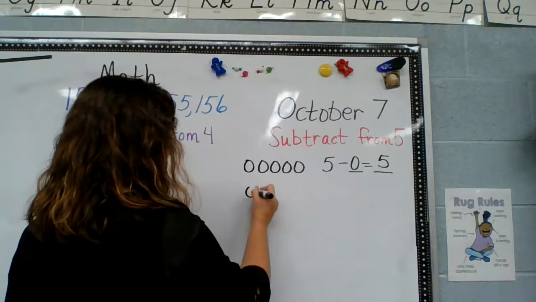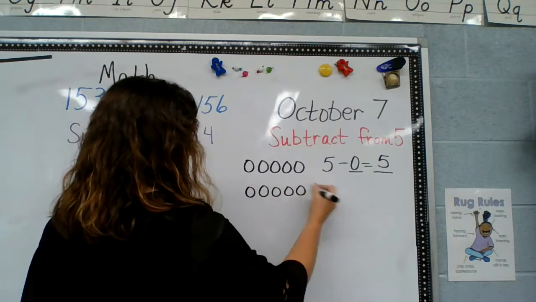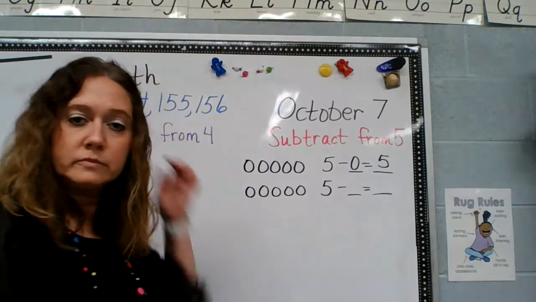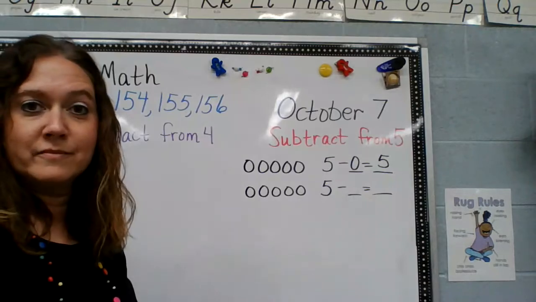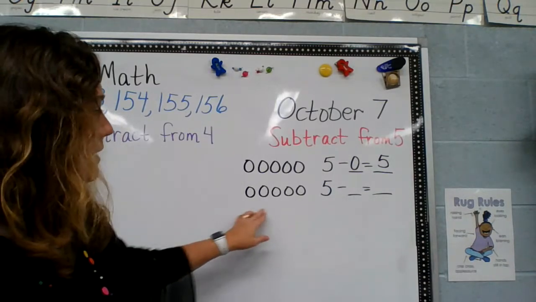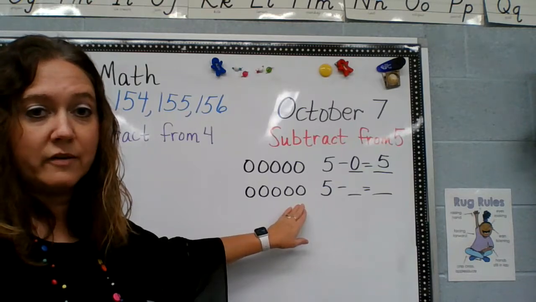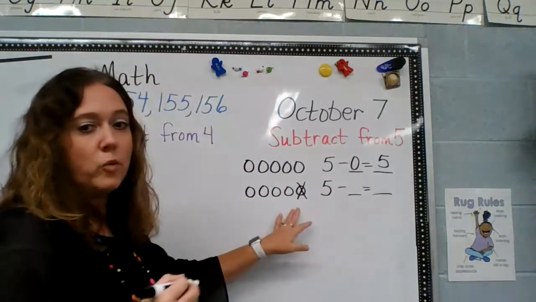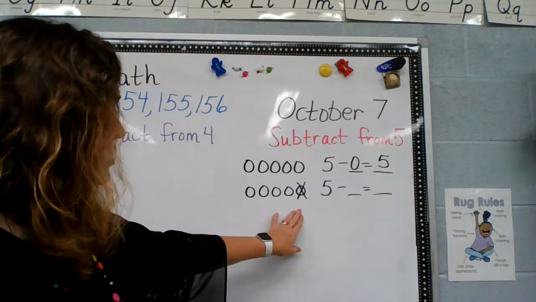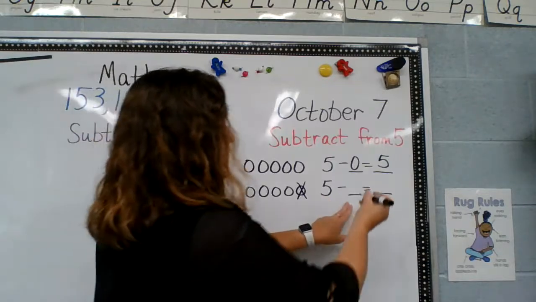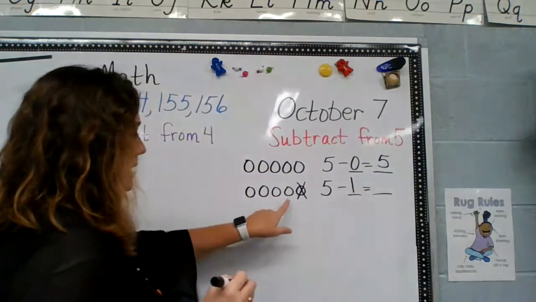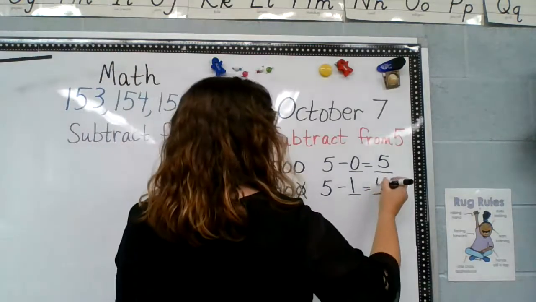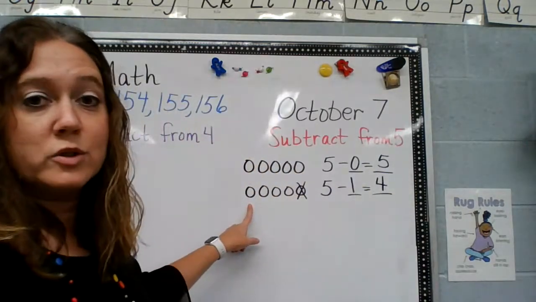Okay, the next time we're going to draw 5 again. And our number sentence, 5 minus blank equals blank. Okay, how many are we going to cross off? 1. Crossing off 1. So our subtraction number sentence, 5 minus 1 equals, how many are left? 4. 5 minus 1 equals 4.